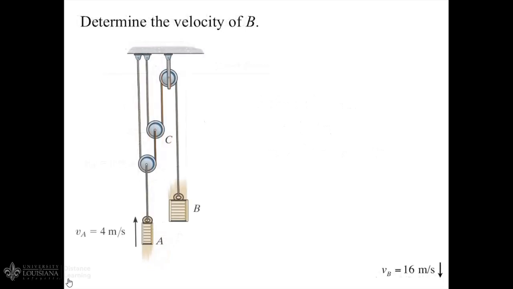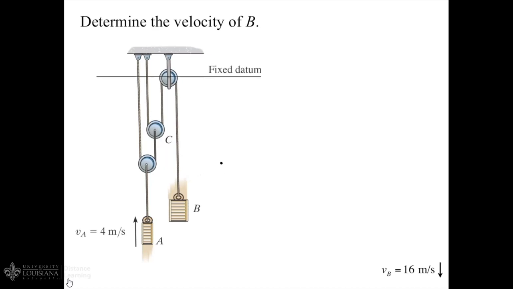All right, here's our last problem. Here we want to determine the velocity of this block B when A is moving upward at 4 meters per second. Notice in this problem we have two cables in the system, one right in here, of course, and the other one which is going around here. But we solve the problem the same way we did the other ones.